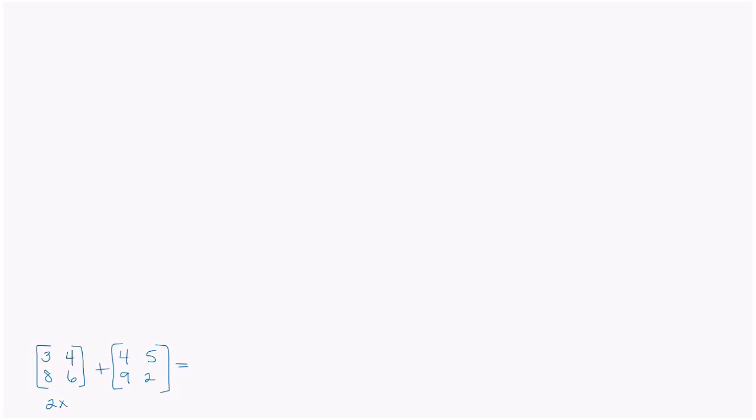So this is a 2 by 2. That's the order for that one. And this is also a 2 by 2. So 2 rows, 2 columns.